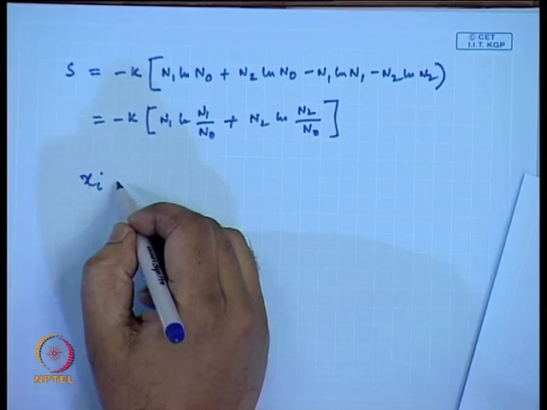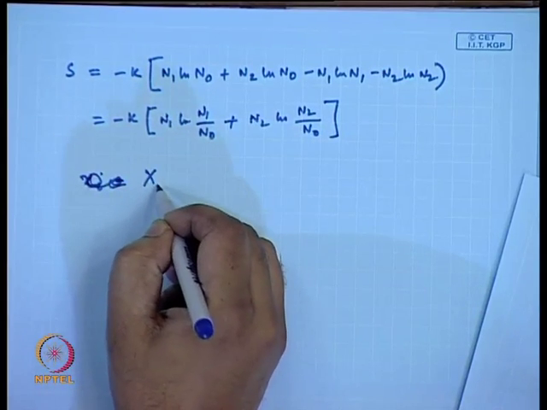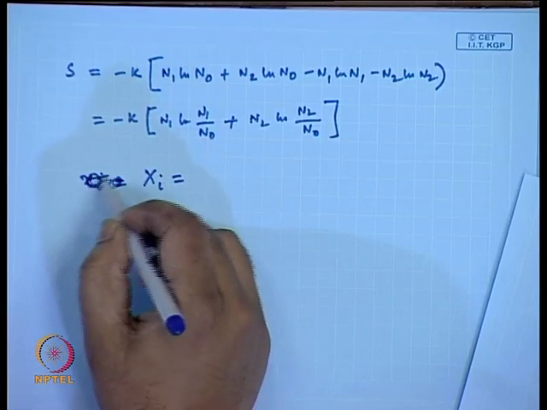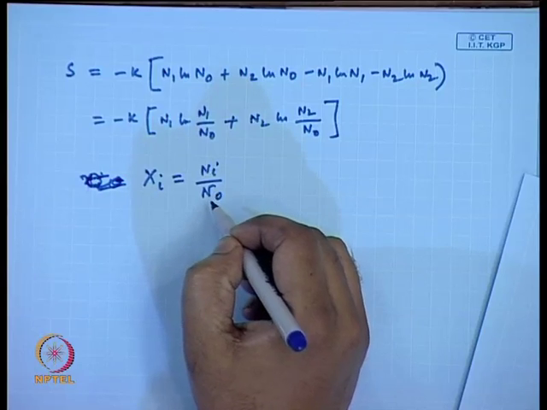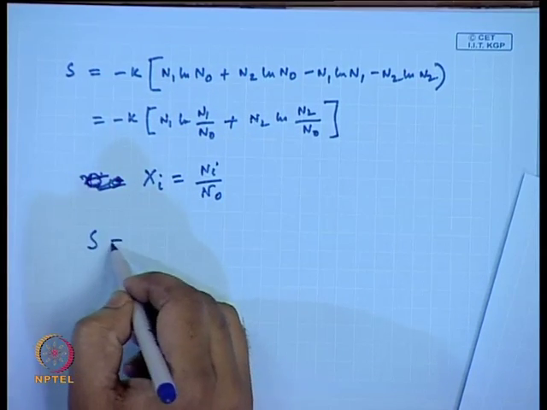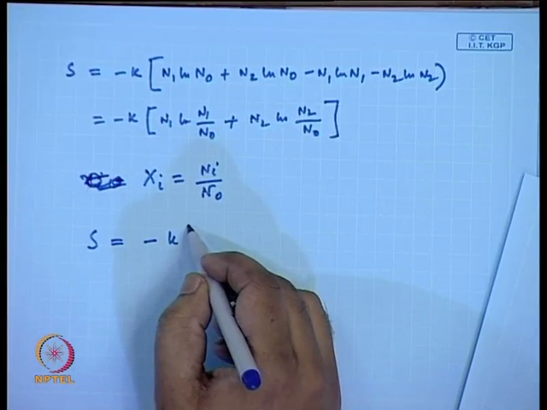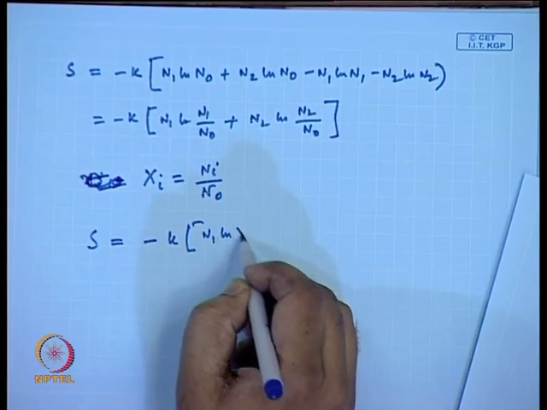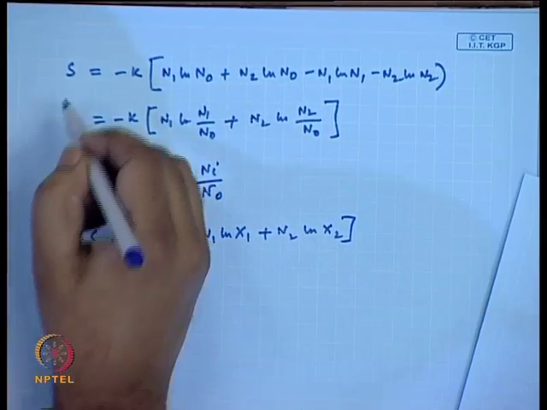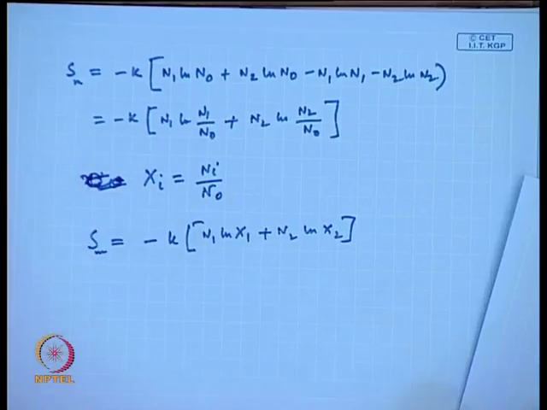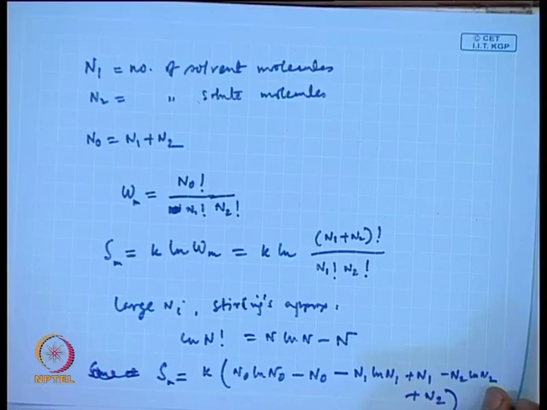Now, mole fraction is represented by xi, or I can write capital Xi. Mole fraction is Ni by N0. So, S would be given by K N1 ln x1 plus N2 ln x2. This is the S for the mixture. So, I can write this is for the mixture, Sm.